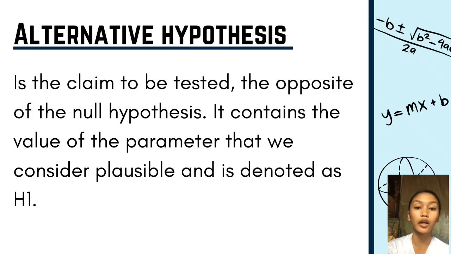An alternative hypothesis is also known as the directional or research hypothesis. It is called a directional hypothesis because it has to contain a strict inequality, a statement that uses less than, greater than, or not equal. And it's called a research hypothesis because the process of statistical inference seeks evidence to support this hypothesis.